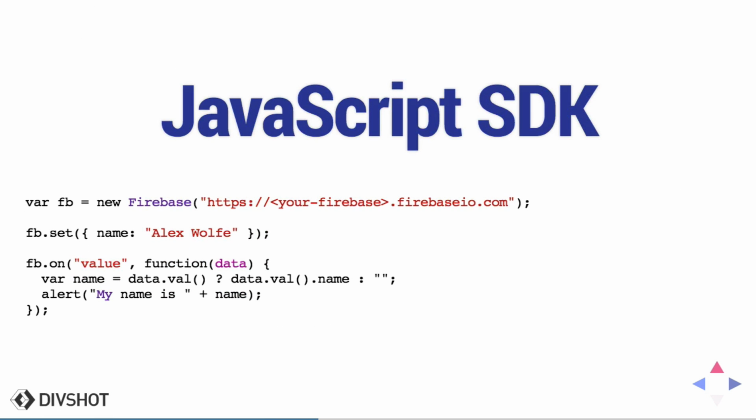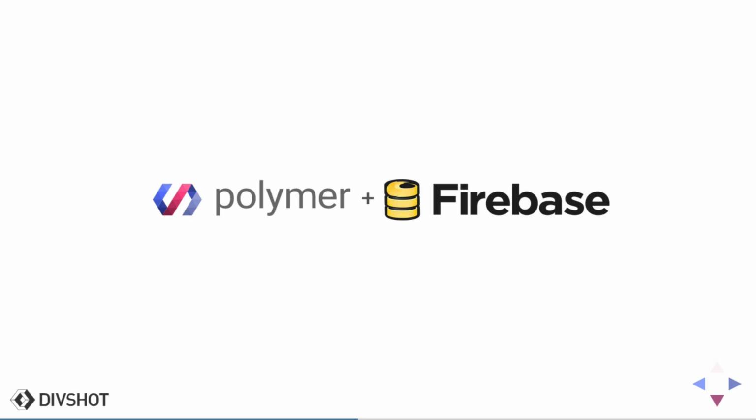And they offer a JavaScript SDK that is really simple. You just include their JavaScript, and then you do something like this, where you just say new Firebase to the URL that you specify, and you can just set data and then listen to events as that data changes, and now you know the current state of the data, no matter who's changing it. So Firebase is great, but Firebase plus Polymer, I think, is even greater.